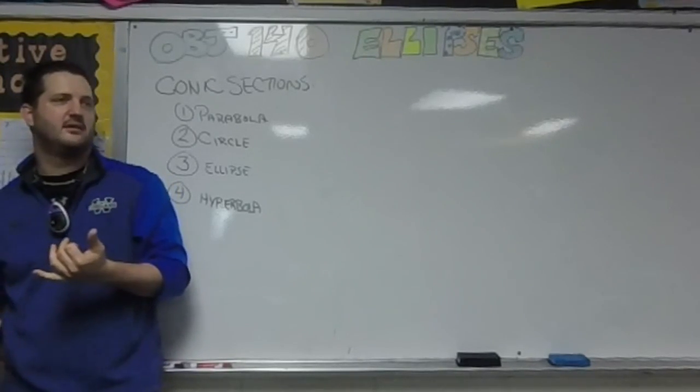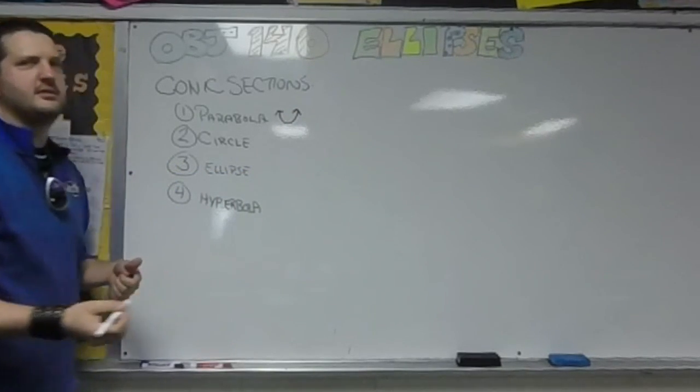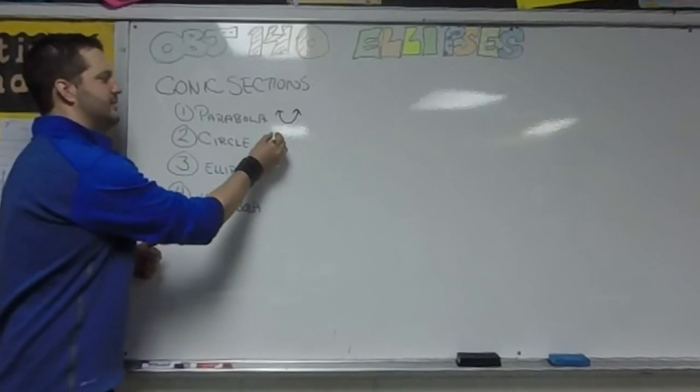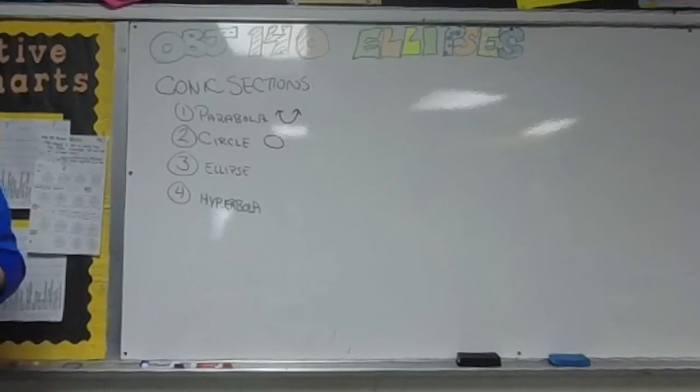What shape was that? A U. Yeah, it was like that U. And then circles. What shape is that? Circle. Today we're going to learn about an ellipse and what the equation looks like.